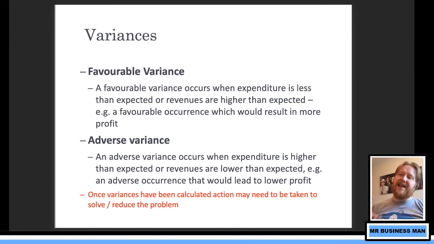An adverse variance occurs when the expenditure is higher than expected or revenues are lower than expected, an adverse occurrence which would lead to lower profit. So once variances have been calculated, action may need to be taken to solve or reduce that problem. We can have a look at it, and if it's way off, then we need to adjust our expectations, don't we? We need to be adjusting what we're telling our stakeholders, our shareholders, our employees and the like, because it will affect profit levels, whether positively or negatively.